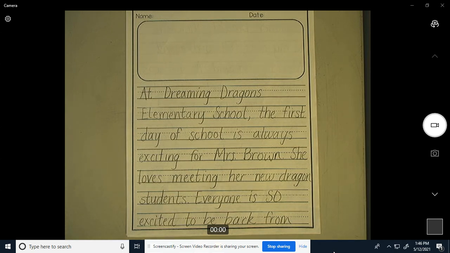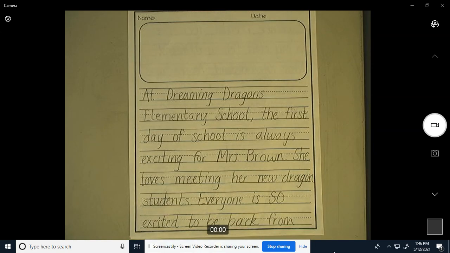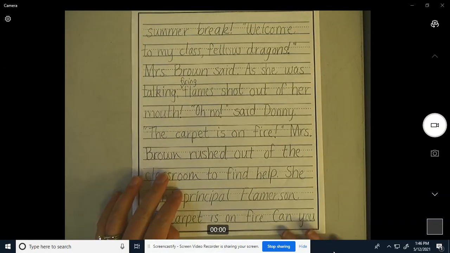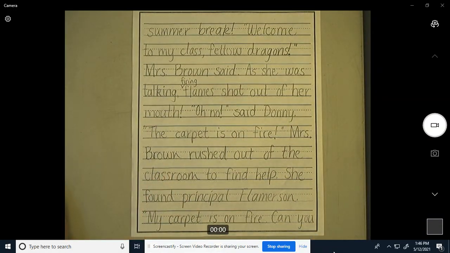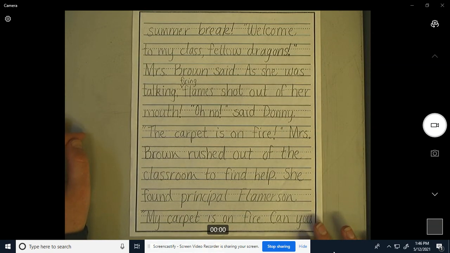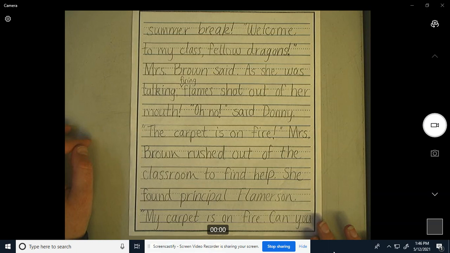At Dreaming Dragons Elementary School, the first day of school is always exciting for Mrs. Brown. She loves meeting her new dragon students. Everyone is so excited to be back from summer break. Welcome to my class, fellow dragons, Mrs. Brown said. As she was talking, firing flames shot out of her mouth. Oh no, said Donnie. The carpet is on fire. Mrs. Brown rushed out of the classroom to find help.